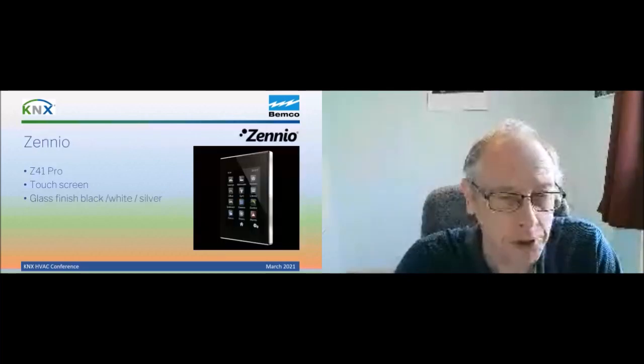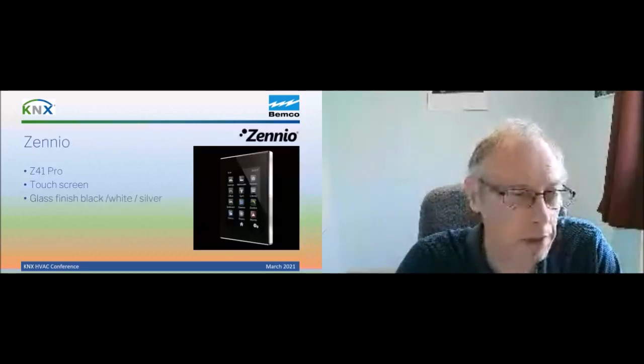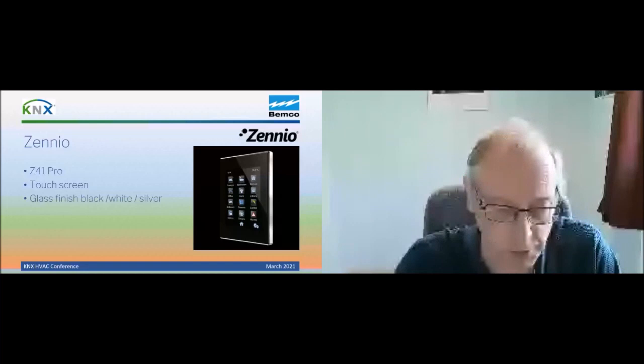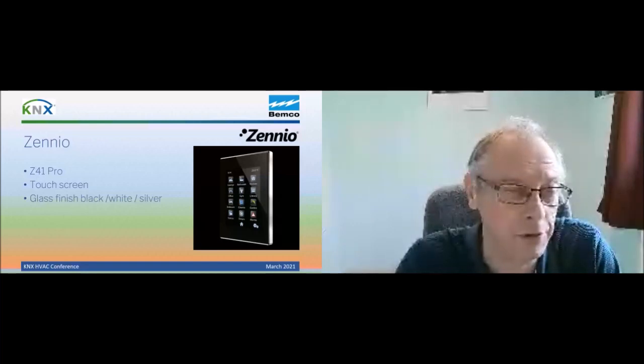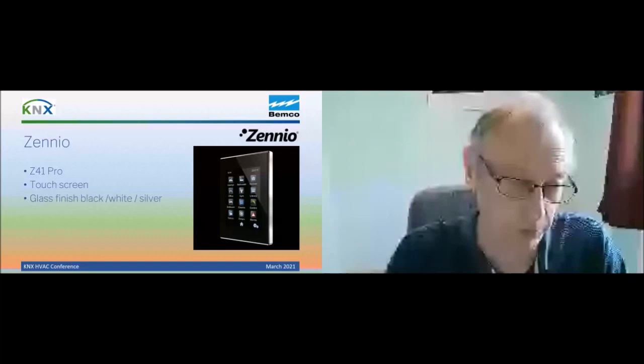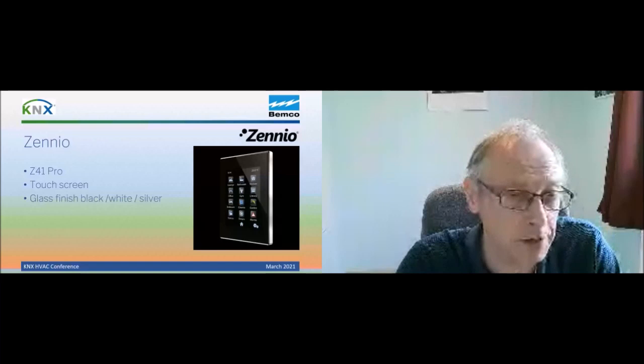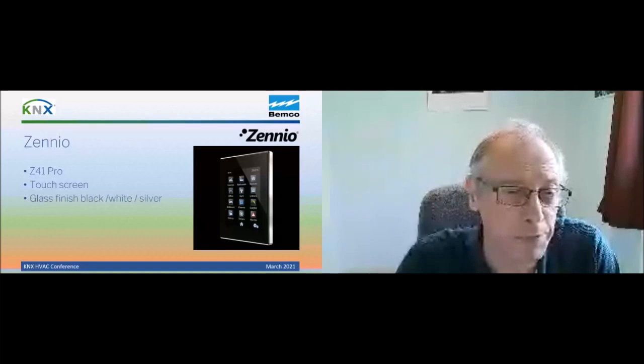How about a touchscreen that also has an app? Take the Zennio Z41 Pro, for instance. Again, we can have the front page with the buttons that we've decided are there to use the room. So the front page can be our room controllers, and again we can go down through a menu structure to the detail behind it. And this particular one does an app that replicates the screen on a smartphone.